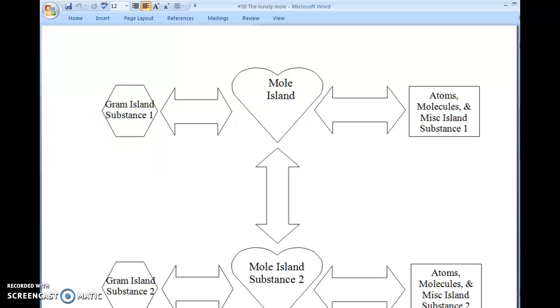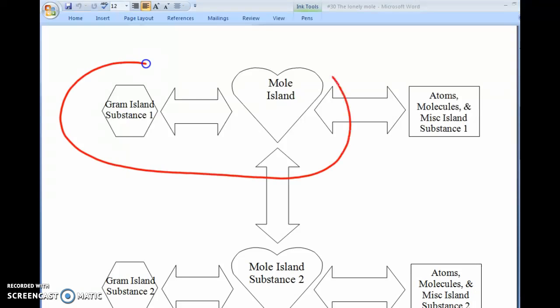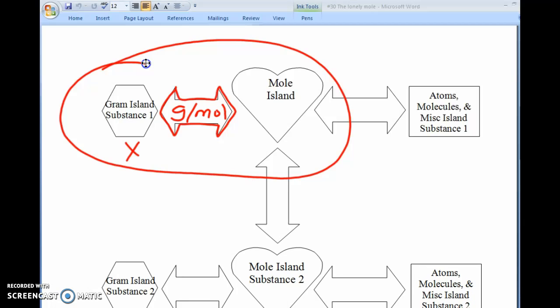All right, this is on the cover of your unit pack. Today, on today's worksheet, we're going to deal with these 2 islands and these 2 islands only. Since they are islands, the only way to get from one island to the next is to use these bridges. These are the bridges right here, these arrows. So we got Gram Island right here. This bridge right here is called the gram per mole bridge. And then over here we have Mole Island. So we're going to go back and forth between grams and moles, moles and grams on this particular worksheet.